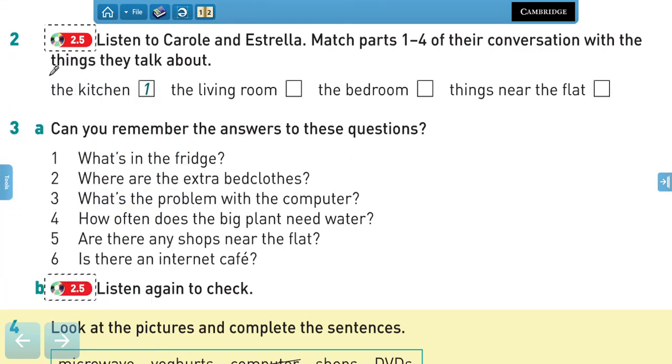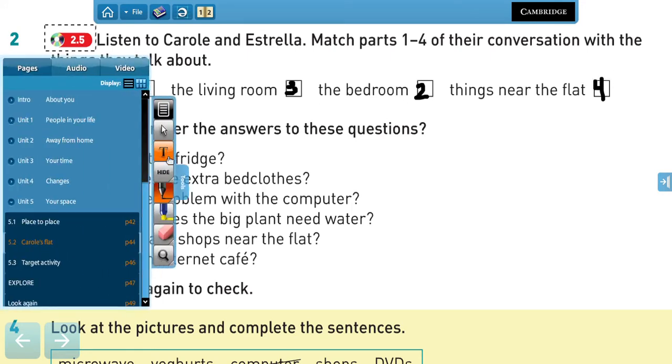Okay, so let's put the sections of the listening in order. So first, of course, they talked about the kitchen. Then they talked about the bathroom. Number 3 would be the living room. And the last one is things near the flat. Right? Now let's check your answers to the questions.